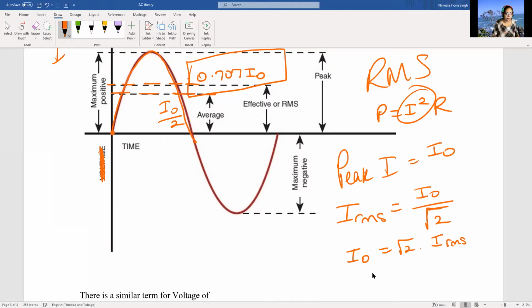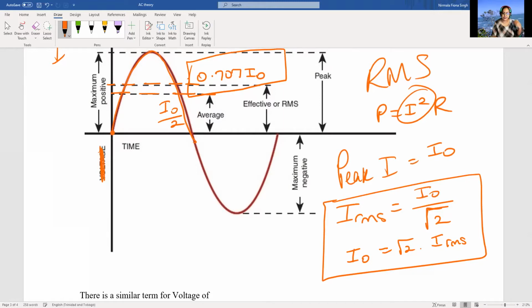All right, so these are the two most important things to remember here. Your RMS is just 0.707 of your initial current, and your peak current can be calculated from your RMS by just multiplying by root of 2. And root of 2 is 1.732, I think.